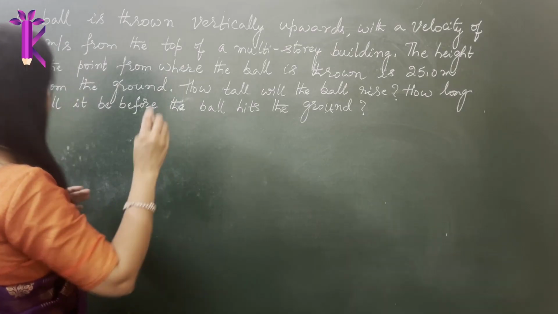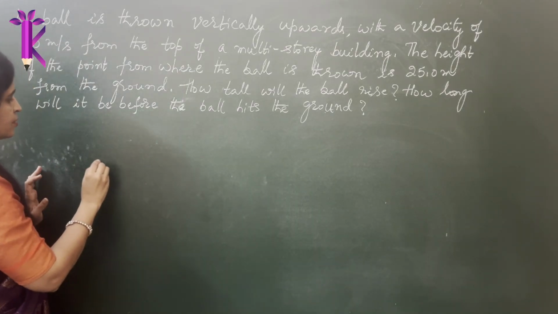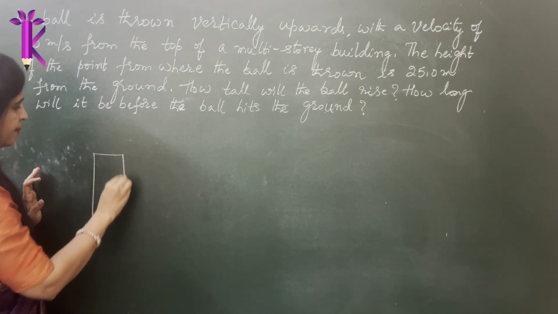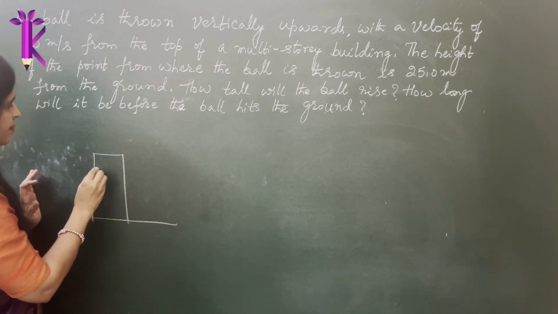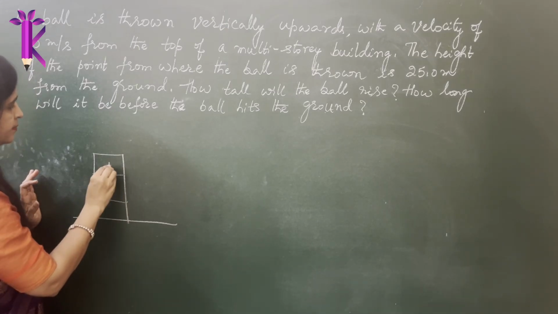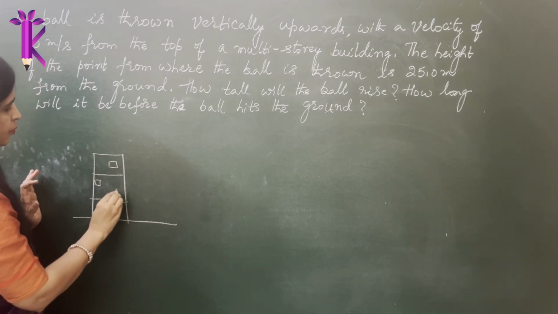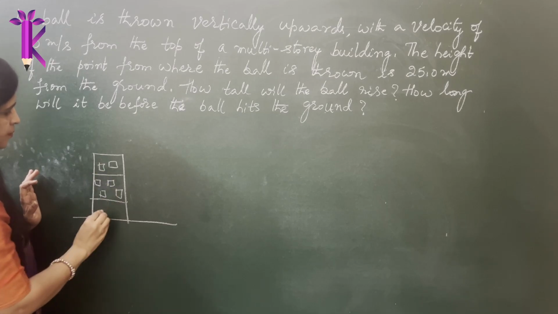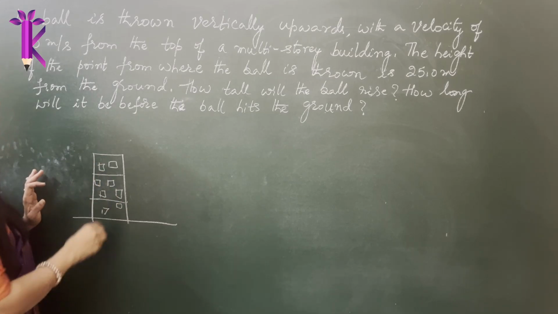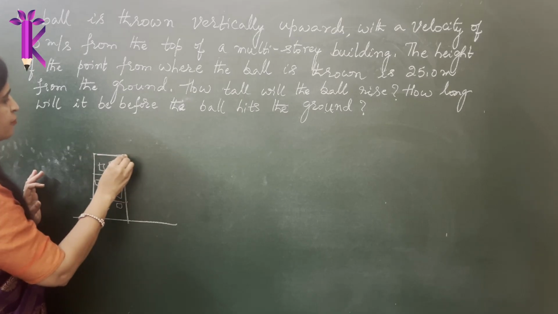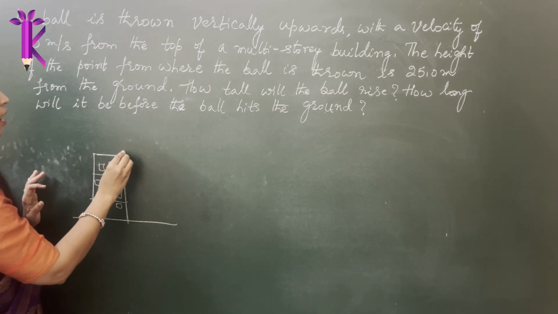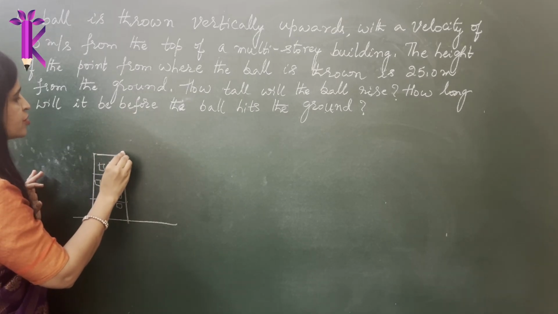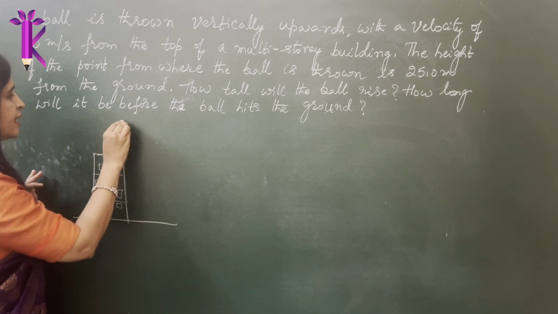So let's draw what is given. This is a multi-story building that is given. Imagine this is a multi-story building, whatever it is, however it looks. From the top of the multi-story building, you are throwing the ball in the upward direction. You're standing here, you're throwing it in the upward direction.